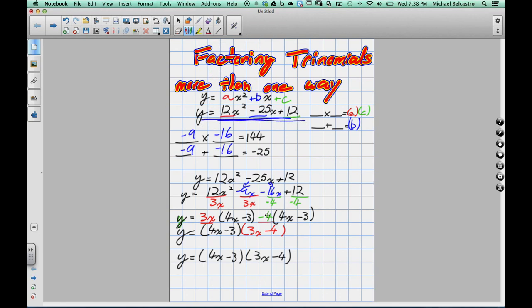Usually we do expanding and simplifying to go from factored to standard. To go from standard to factored, we go through this long process of factoring. It's called decomposition.